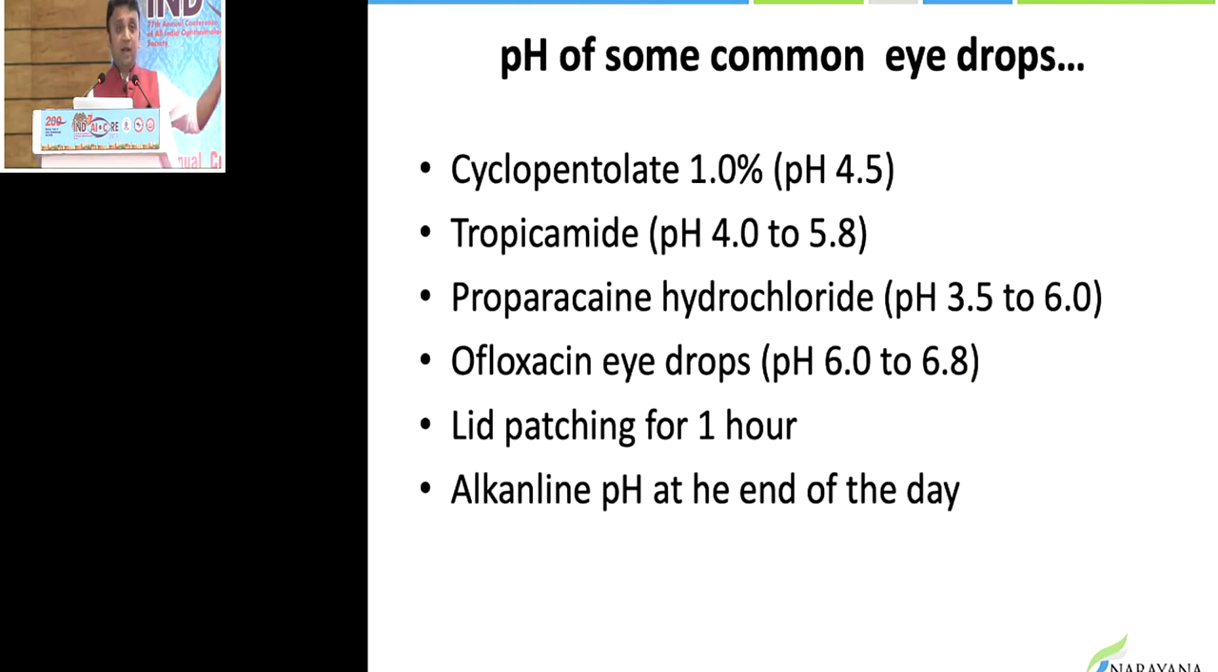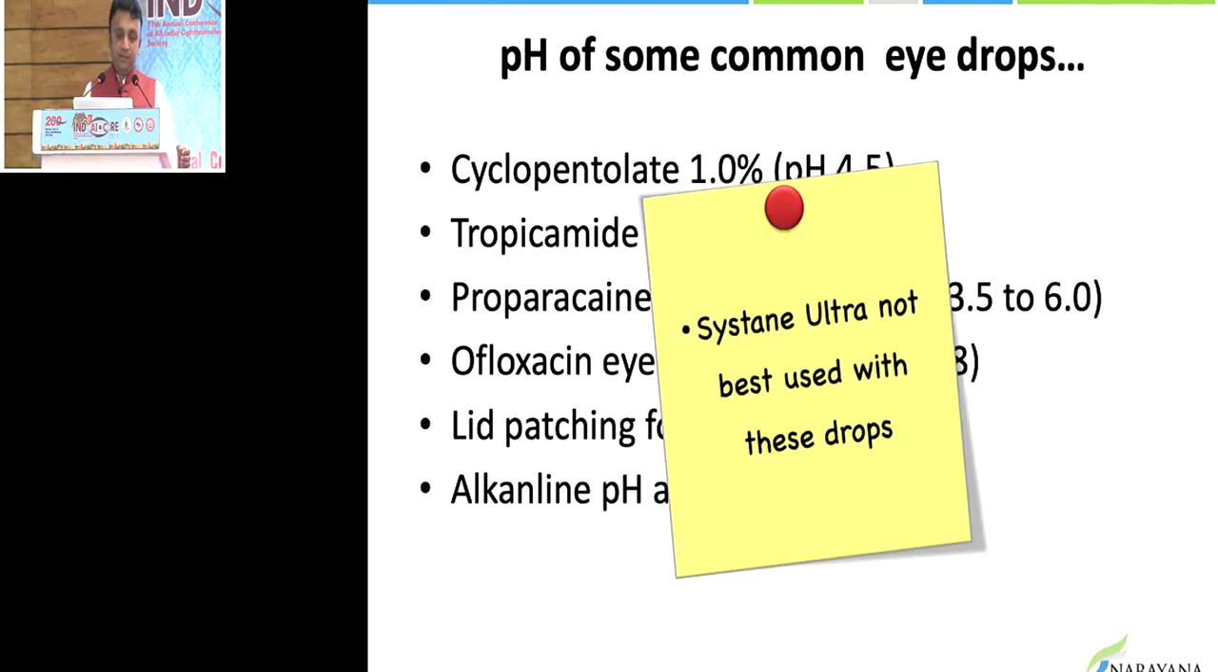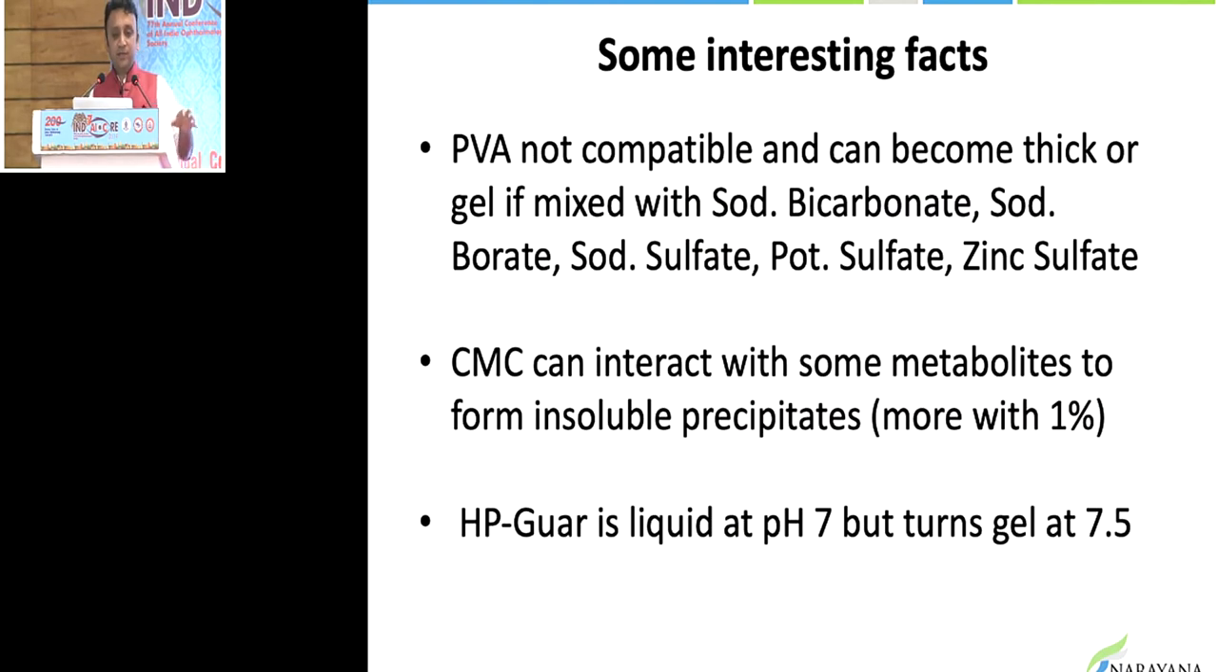So when you combine medications, so many medications have acidic pH. When you combine cyclopentolate, tropicamide, ofloxacin, lid patching, all these things lead to acidic pH. Your drop, which you think is going to work as a lubricant, is not going to work here. It's not meant to work at this pH. So remember that combining multiple medications does not always help.